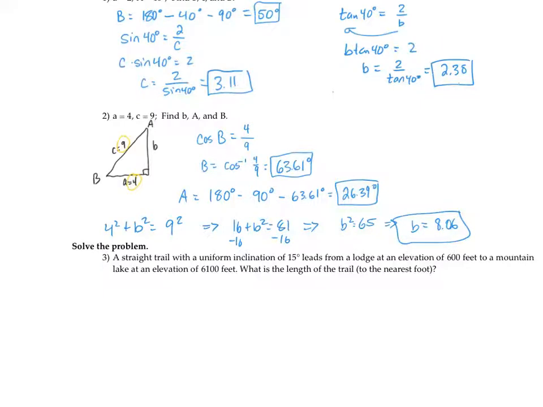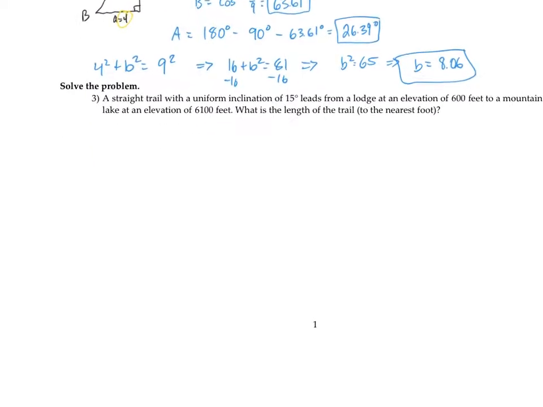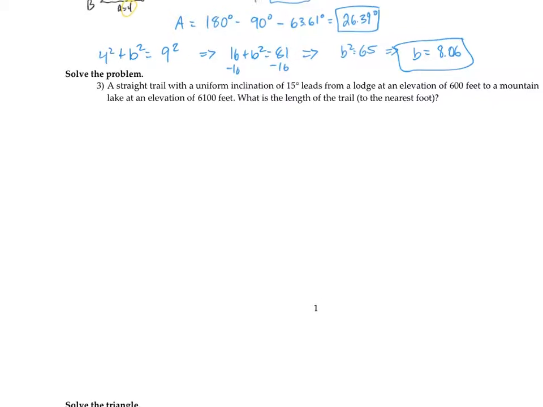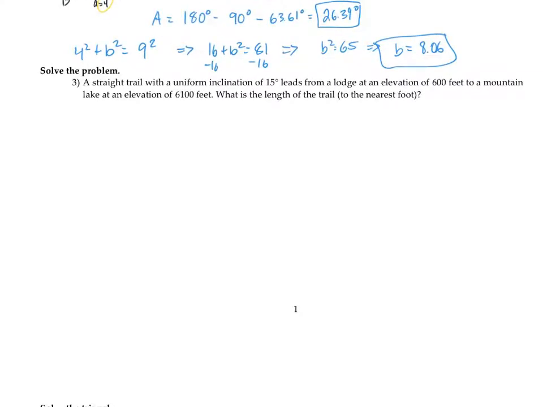And we've solved the two right triangle problems. Okay, moving on to the next one. We've got an application problem that involves right triangles. A straight trail with a uniform inclination of 15 degrees.